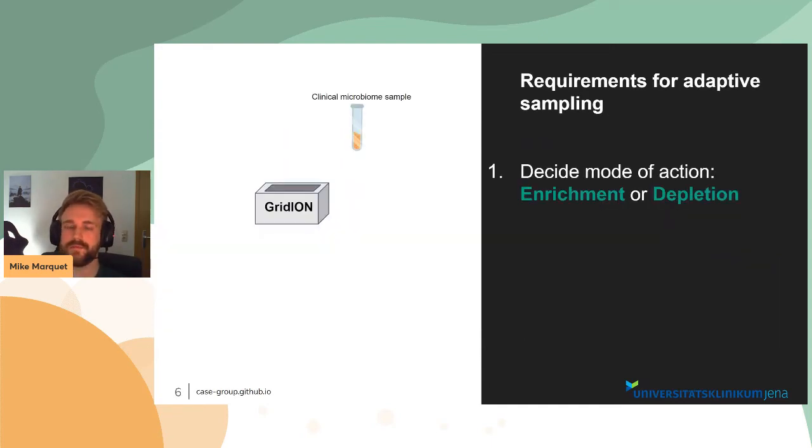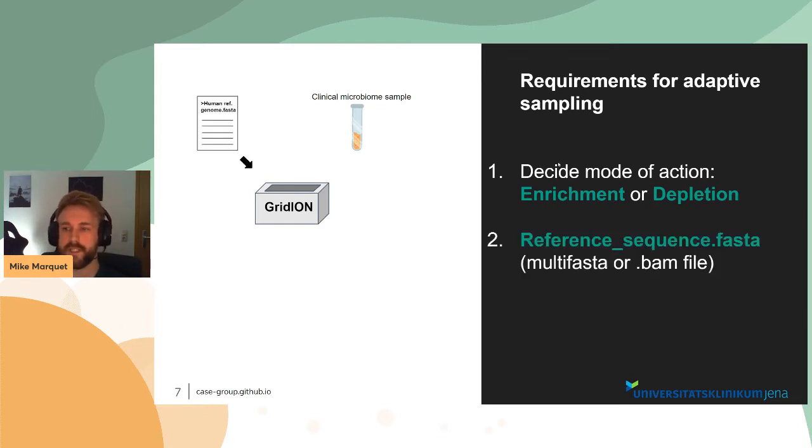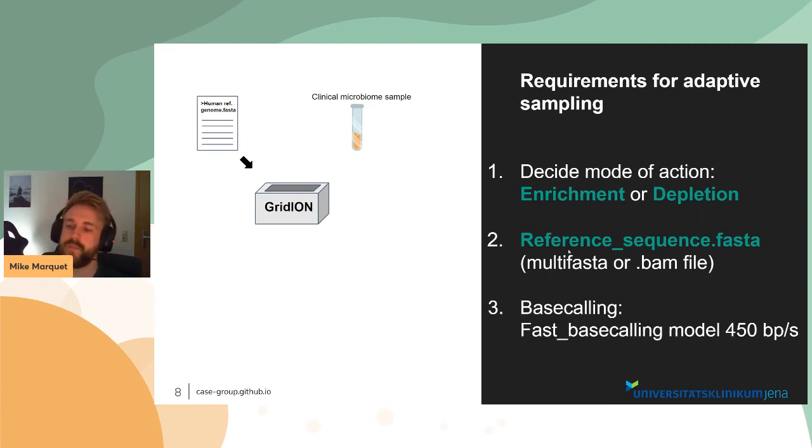Okay, so what are the requirements for adaptive sampling? First, you need to decide the mode of action. That depends only on your experiment and what you want to show. Do you want to do target enrichment or target depletion? Then you need a reference sequence you want to enrich for or deplete. In my case, it was the human reference genome, which I wanted to deplete. And third, I chose a fast basecalling model, which you can also choose in the software. It's very simple. Just click, select the model, and then you can start the sequencing.